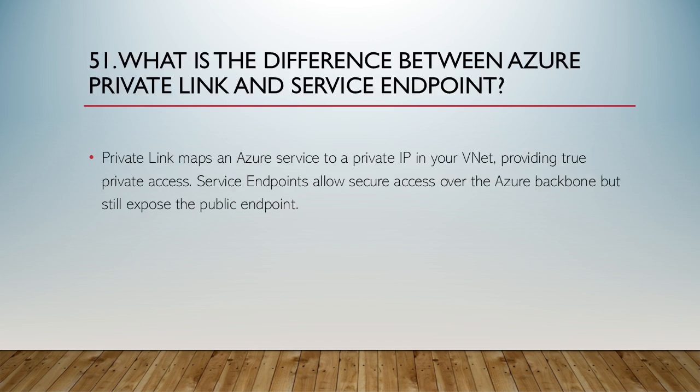51. What is the difference between Azure Private Link and Service Endpoint? Private Link maps an Azure service to a private IP in your VNet, providing true private access. Service endpoints allow secure access over the Azure backbone but still expose the public endpoint.